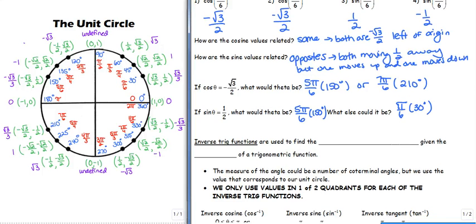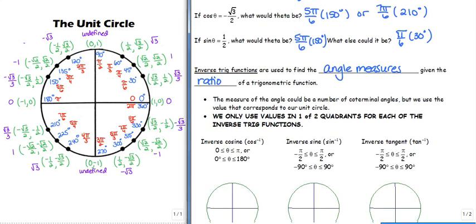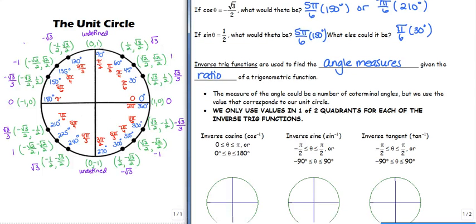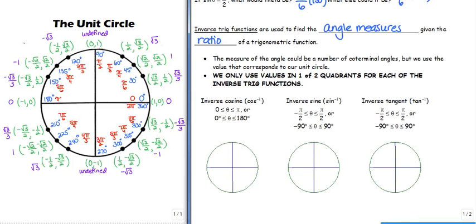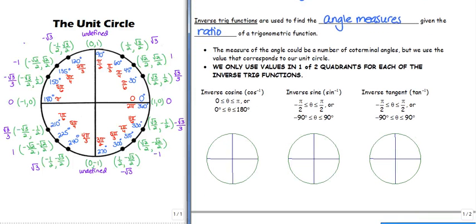So inverse trig functions are used to find angle measures, given the ratio of a trig function. I could give you sine, cosine, or tangent, and you would have to tell me what angle measure gives that ratio. On your unit circle, there are always two possible answers because everything has a partner on the unit circle. However, there's only going to be one correct answer.